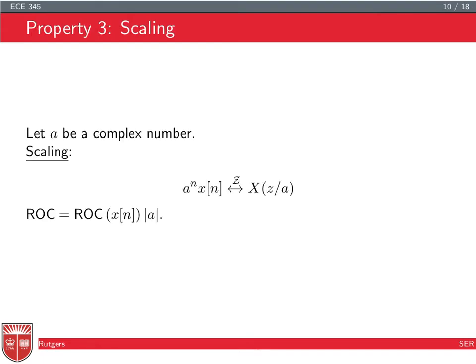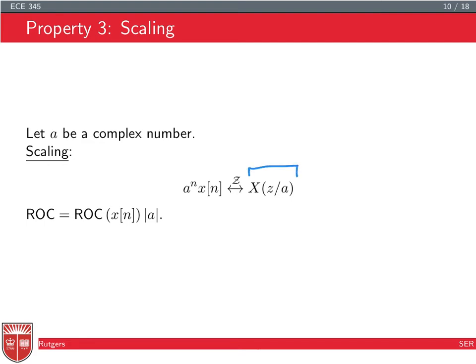Property 3 is about scaling the signal. By scaling I mean: given a complex number a, the signal x[n] is multiplied by the scalar a to the n. So I'm multiplying the signal by an exponential signal a to the n, and the Z transform in this case is the same transform as X, but of z by a. So I'm dividing z by a. To see where this formula comes from, let me prove it.